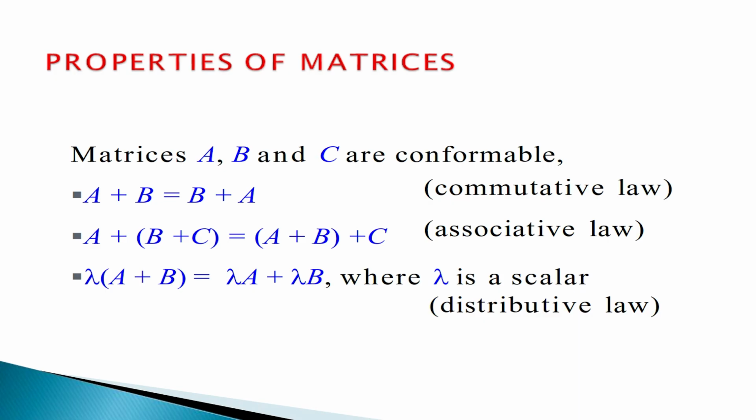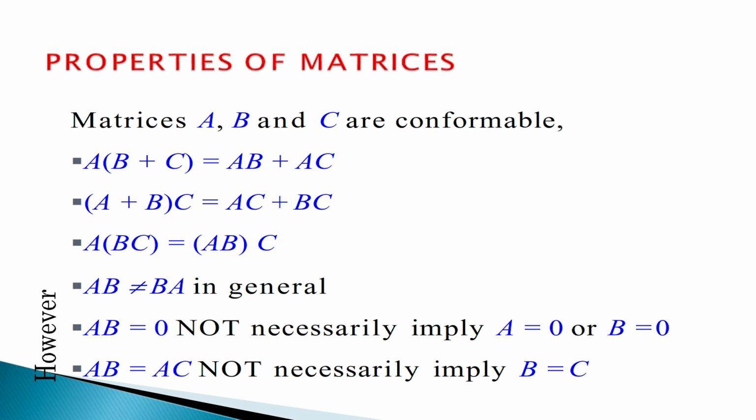Similarly, matrix addition is associative. That is A plus B plus C can be A plus B plus C. Similarly, if lambda is a scalar, then the distributive property also holds. That means lambda times of A plus B is equal to lambda A plus lambda B. Next, A times of B plus C is equal to AB plus AC. That is, matrix multiplication is distributive. Similarly, A plus B into C is equal to AC plus BC.